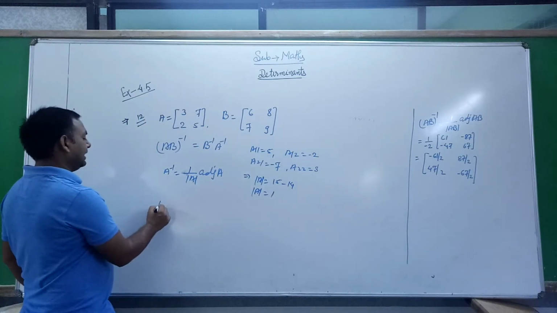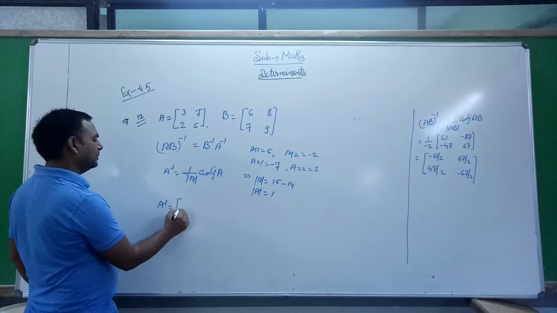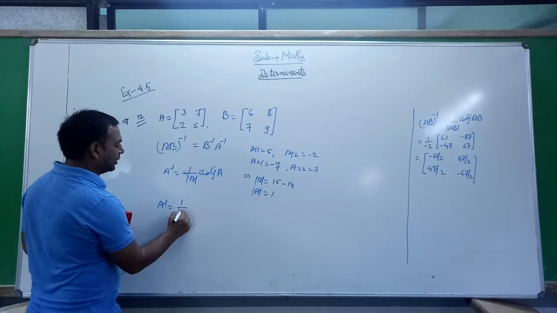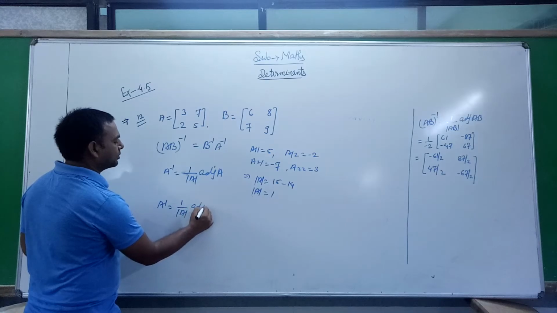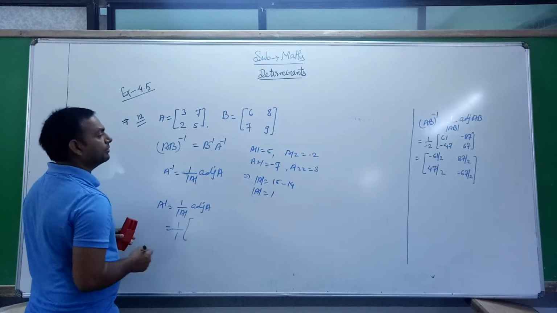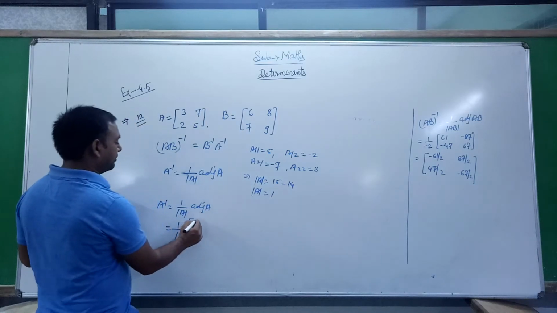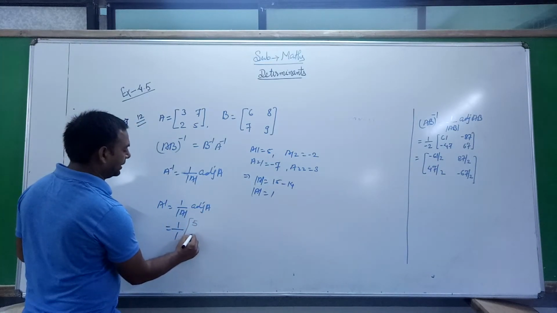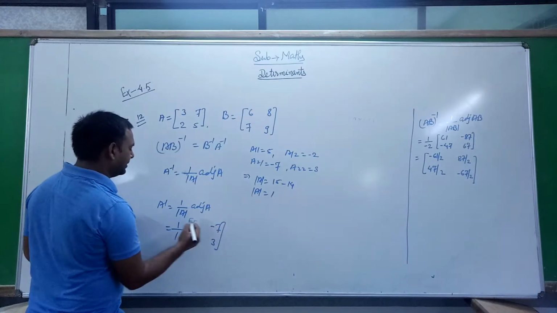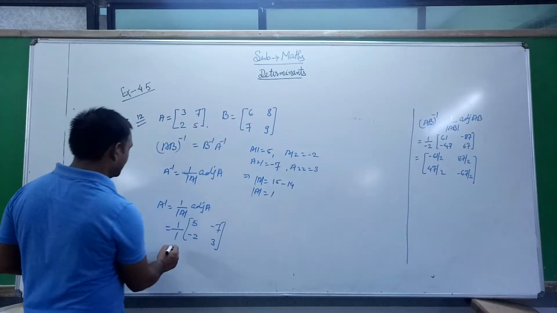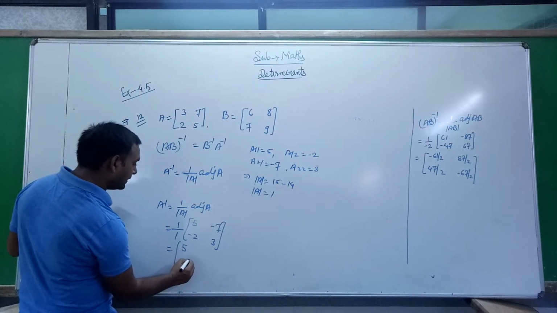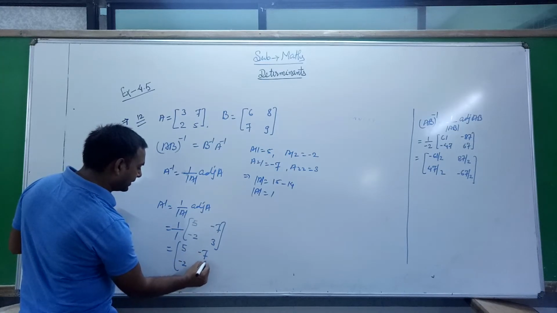Then A inverse is equal to 1 upon mod A and adjoint of A. So 1 upon 1 times adjoint of A, it means you take 5, A11, A12 minus 2, and then minus 7 and 3. This is the A inverse. So this is equal to 5 minus 2, then minus 7 and 3.